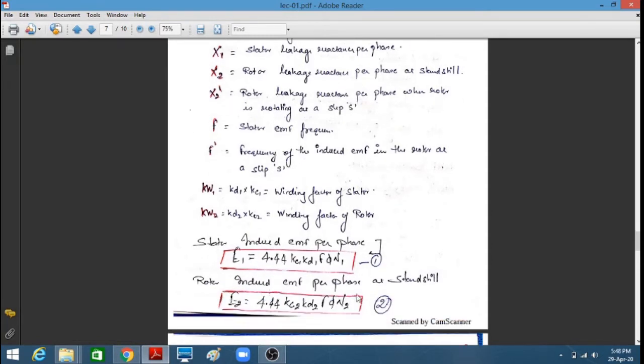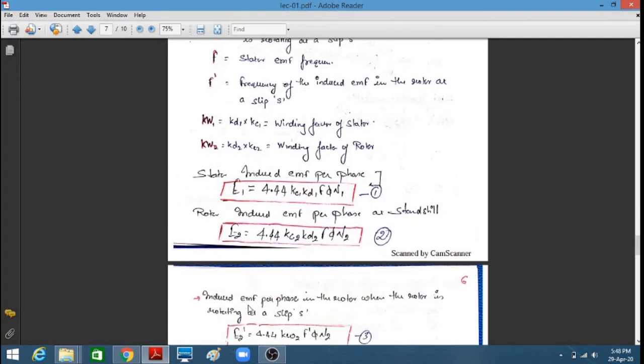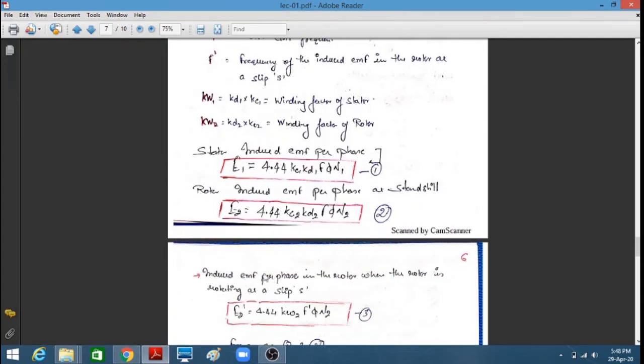Now the rotor induced EMF per phase at standstill must be similar to the transformer: E2 = 4.44 Kc2 Kd2 f phi. Now the induced EMF per phase on the rotor side when the rotor is rotating at slip S: nothing will change, only f will become f dash, and f dash is S times f. Kw2 is the same, Kc2 into Kd2, where Kc2 is the pitch factor and Kd2 is the distribution factor, which we have studied in construction of windings.